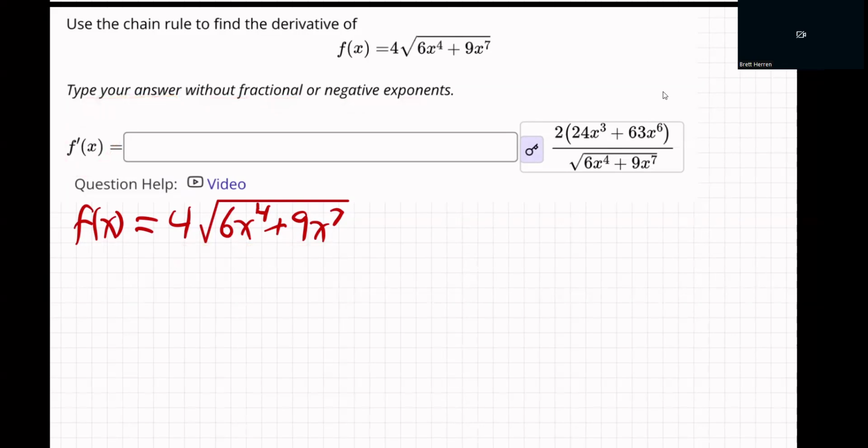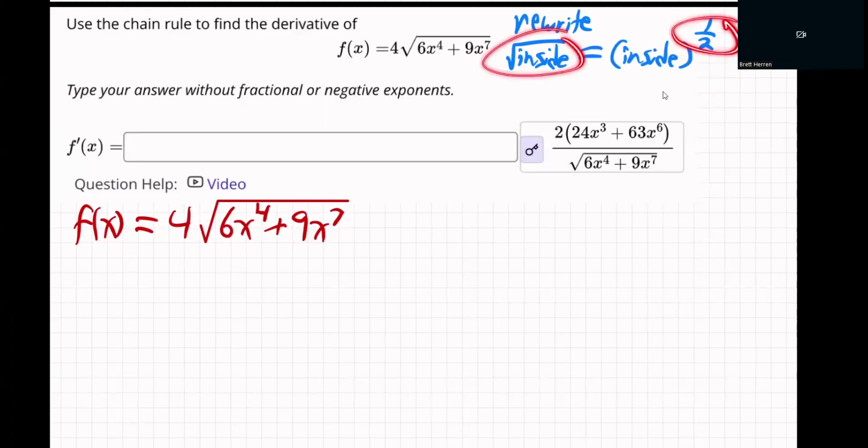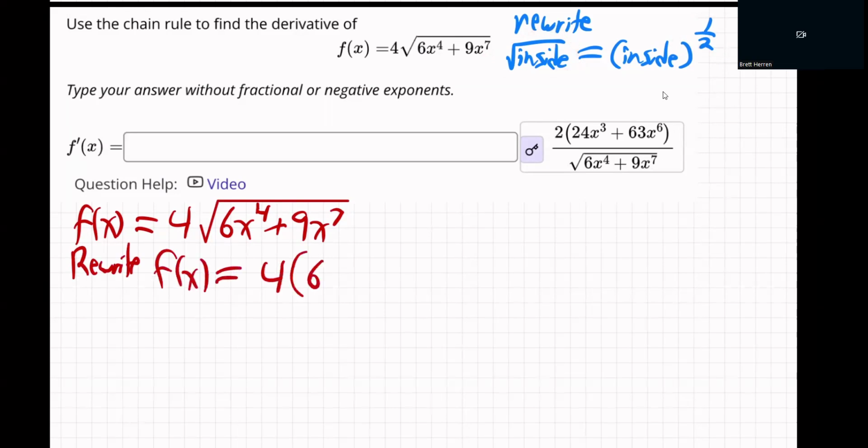Okay, well, the first thing, whenever I have a square root, I always rewrite those. It always makes it easier to do the derivative. If we have anything inside of a square root, we just rewrite that as that inside whatever to the half power. So you need to know that a half power is the same as the square root. So I'm going to do that first off. I'm going to rewrite f of x equal 4 times (6x to the fourth plus 9x to the 7) to the half power.